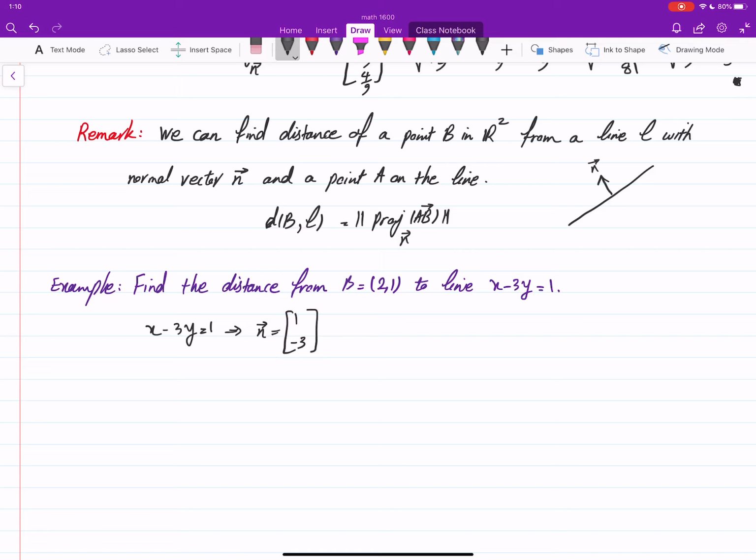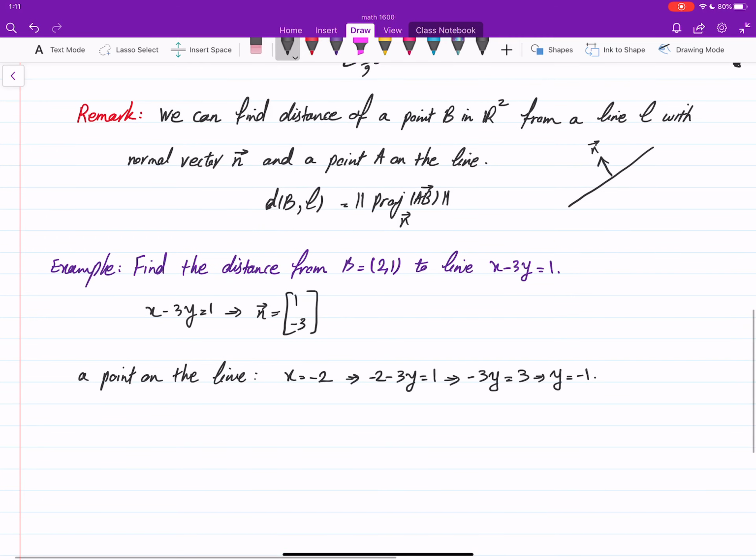A point on the line. Well, again, any point you can choose. I would choose the one that I used in the other video. So we set x equal to -2. This will be -2 minus 3y equals 1, which is -3y equals 3, and y is -1. So the point A that we will work with is -2 and -1.